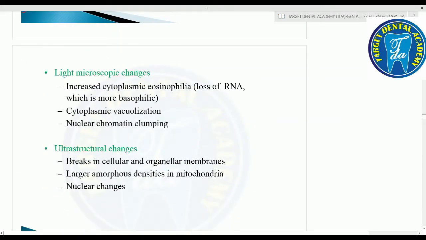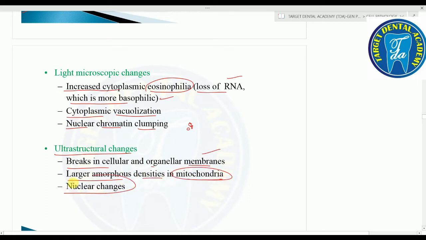So in the light microscopic changes, there is an increased cytoplasmic eosinophilia, which leads to the loss of the RNA, which is more basophilic, the cytoplasmic vacuolization and the nuclear chromatin clumping. While in the ultrastructural changes, there are breaks in the cellular and the organellar membrane and the large amorphous densities in the mitochondria, and in this you can also see the nuclear changes.